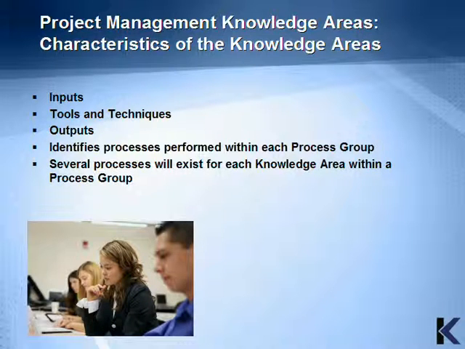It means that for each knowledge area, there are several smaller processes that comprise it. Some may have only 2, and others may have 5. Each of these processes are performed during different process groups. In the next slide, I'll show you those relationships.